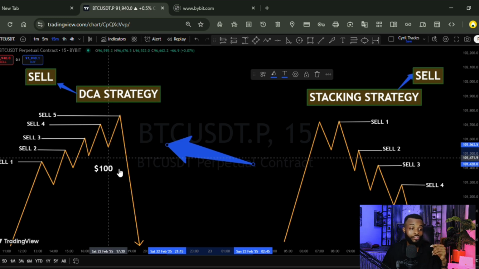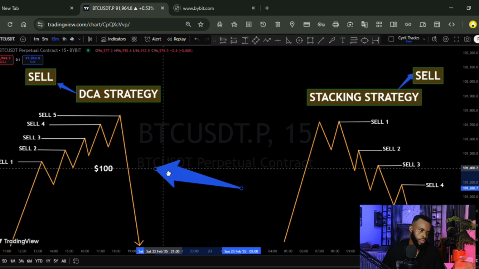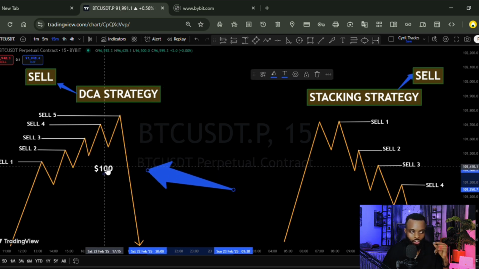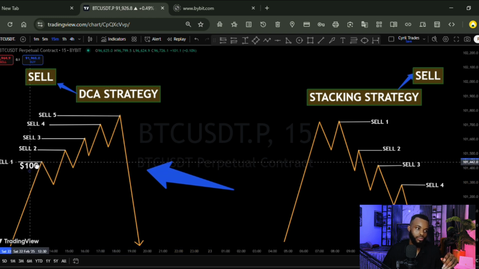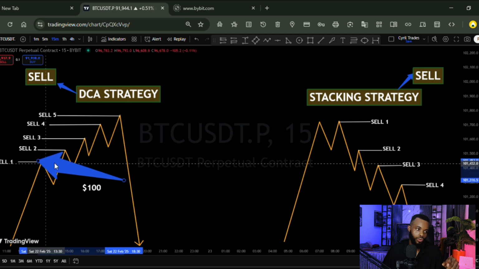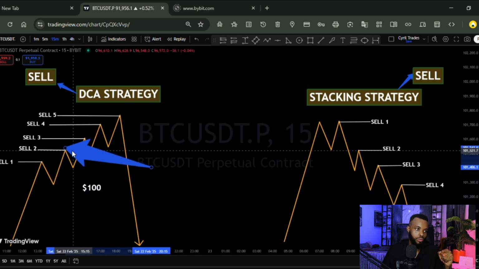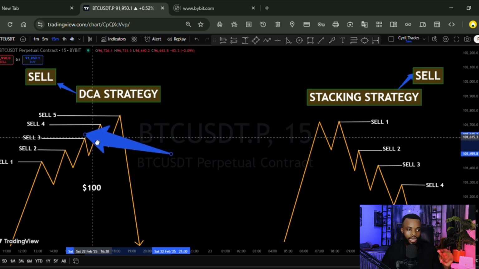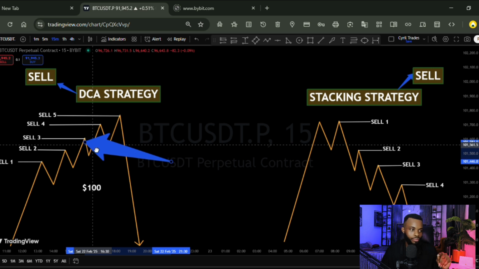So when it comes to futures, or Forex, or binary, or stock, you want to apply the same thing: divide this $100 into 5. So let's say you enter a sell position here with $20. It moves up, you enter another position with $20. It moves up again. Upon the closure of every green candle, every bullish candle, you add another position.